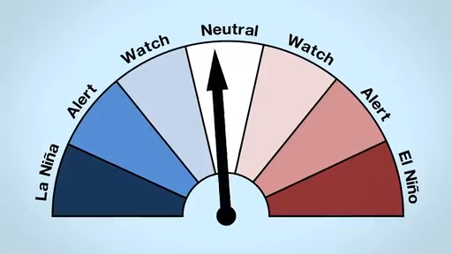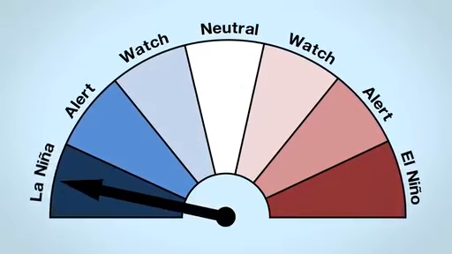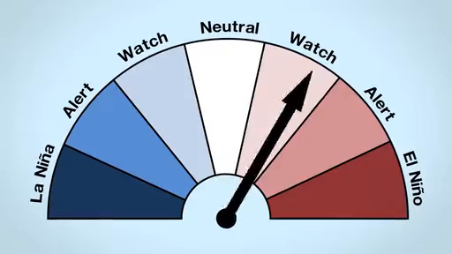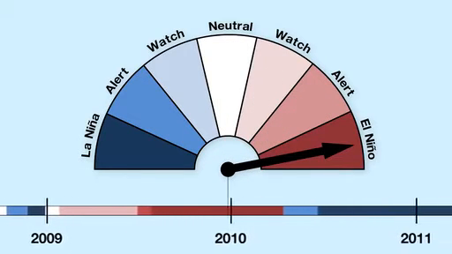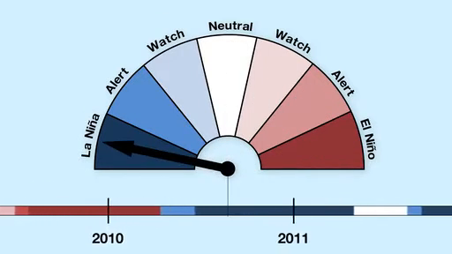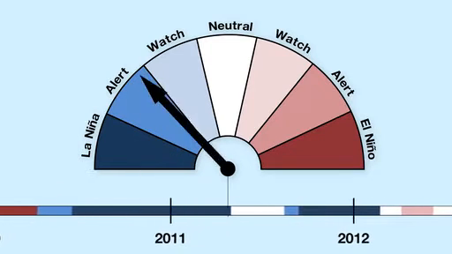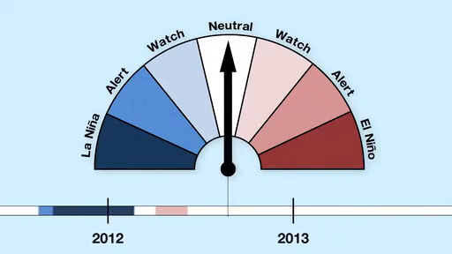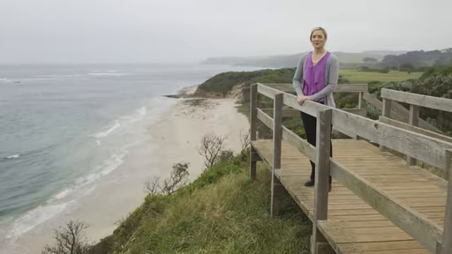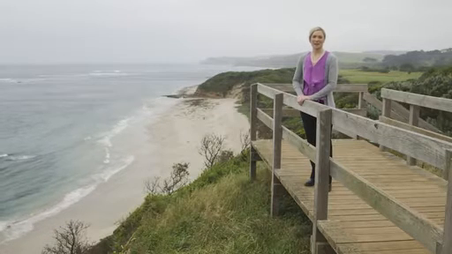ENSO naturally swings between three key phases: La Niña, neutral, and El Niño. A typical ENSO phase starts in the first half of the year and lasts until the following autumn. Sometimes we can get the same phase for 2 or more years in a row. On average, it takes about 4 years to swing from El Niño to La Niña and back again. So what are these ENSO phases and how do they impact Australia's climate?